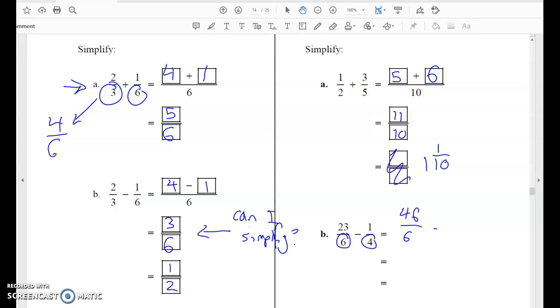So 1/4 is 3 out of 12. So now I just subtract the numerators. So 46 minus 3. Oh, that should be 12 out of 12. So that's going to be 43 over 12.